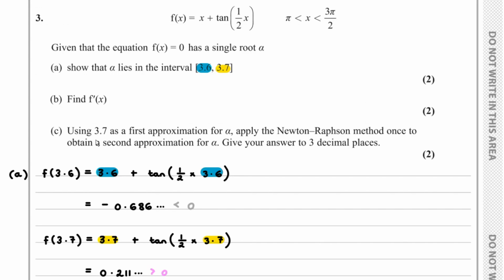Part C, using 3.7 as a first approximation for alpha, apply the Newton-Raphson method once to obtain a second approximation for alpha. Give your answer to 3 decimal places.